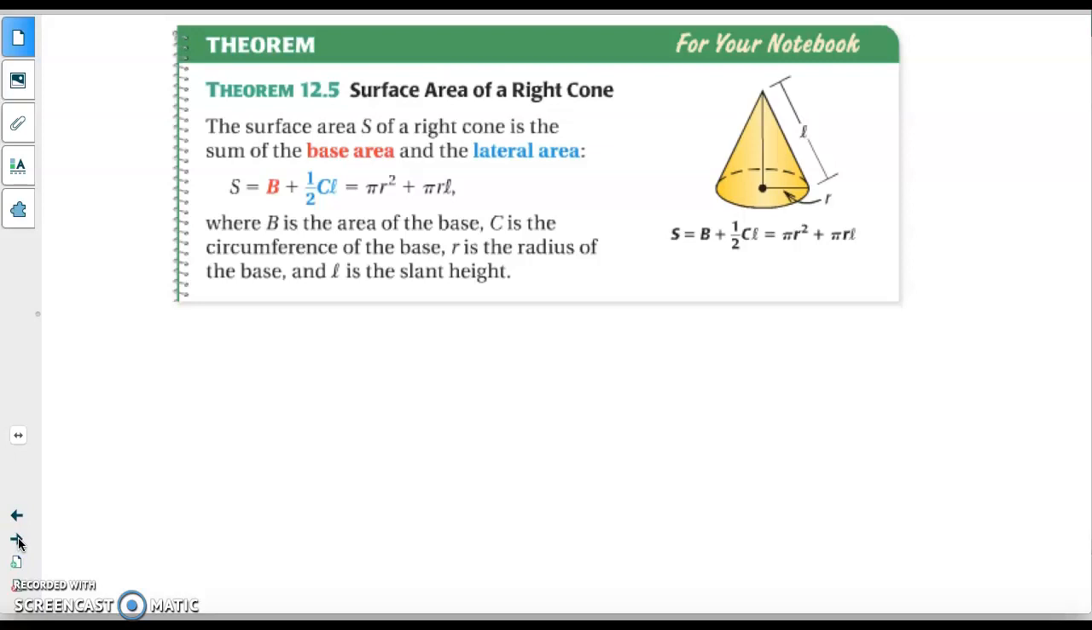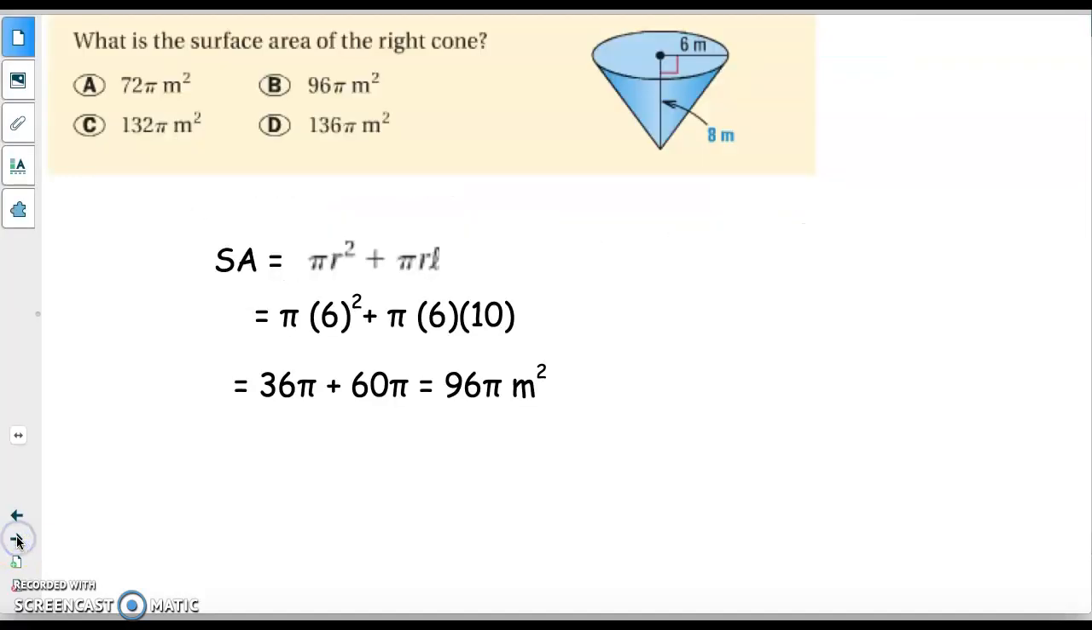Here you'll see the theorem for finding the surface area of a right cone. It's just the base plus the lateral area. The area of the base is pi r squared, it's a circle, plus what we were just looking at, the lateral area, the area of that top part of the cone, which is pi r times the slant height. So let's try a couple problems like that.